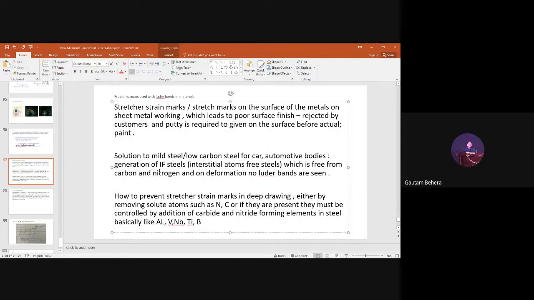And the solution is what we can do. Nowadays, this is for low carbon steels or plain carbon steels or mild steels. We are not using these kinds of steels for making automotive components or automotive bodies. We are using IF steels, that is called interstitial free steels. These steels are free of interstitial atoms like carbon and nitrogen. Right? So if there are no carbon and nitrogen atoms, we will not see these kinds of effects. We will not see these kinds of Luders bands in the materials. So these are the two solutions to the problem.